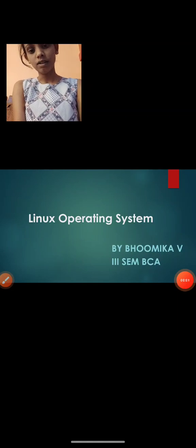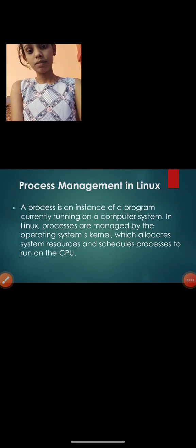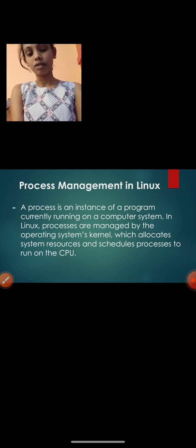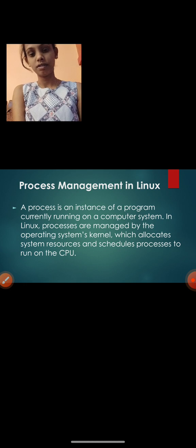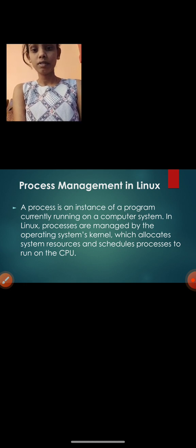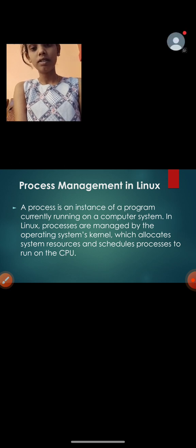Good morning, everyone. Today, my topic is process management in Linux. A process is an instance of a program currently running on the computer. As we all know, a process is just a program running on a computer system, and in Linux, processes are managed by the operating system kernel. The kernel allocates system resources and also schedules the process to run on the CPU.